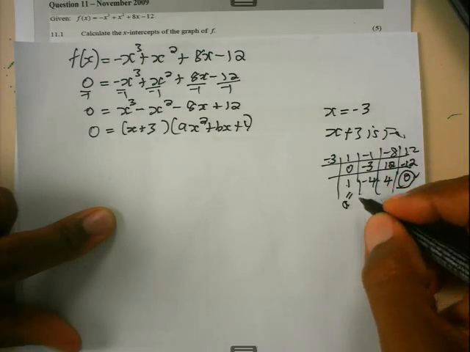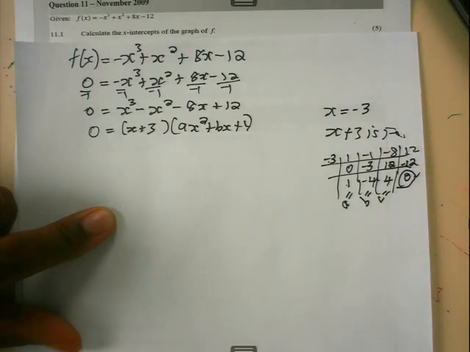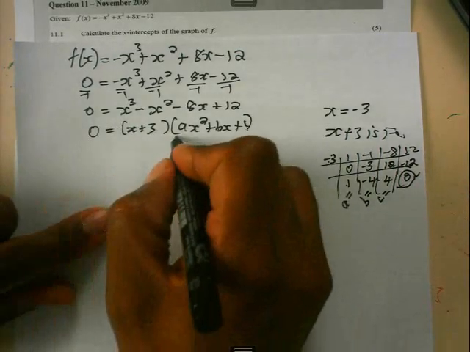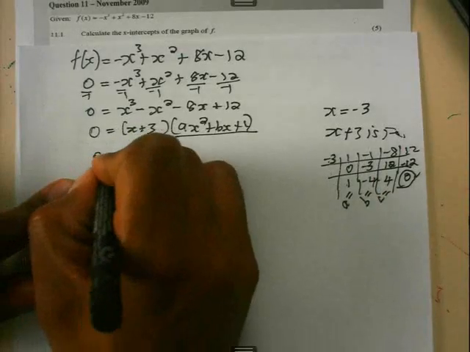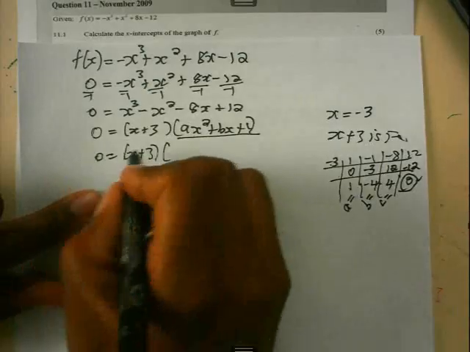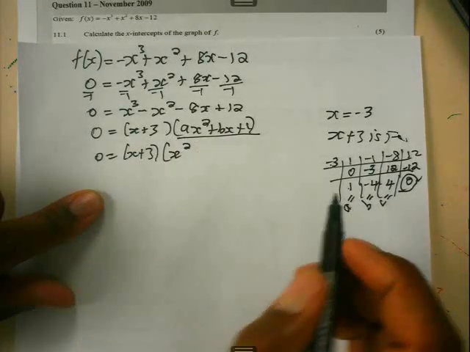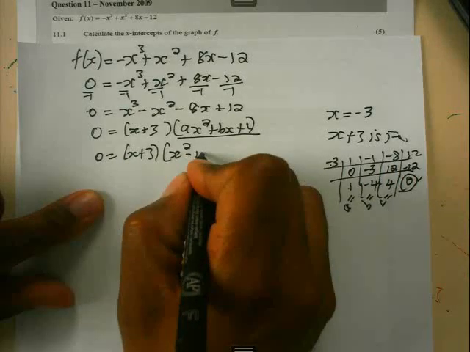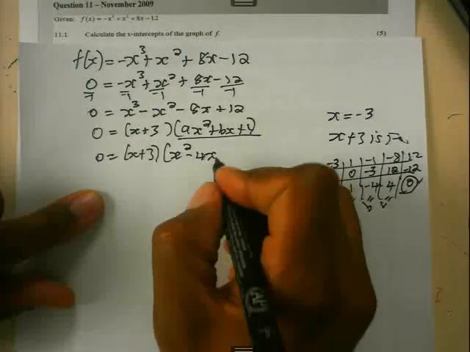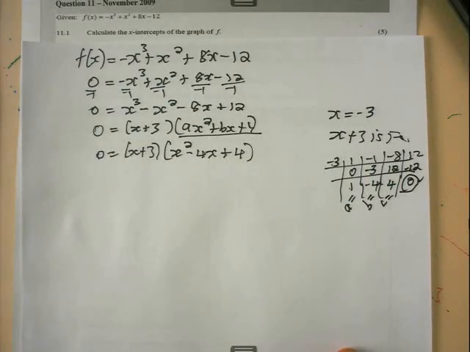Therefore, now I can say a is equal to 1, b is equal to minus 4, and therefore c is 4. Right, from here I can say 0 is equal to x plus 3, and these brackets here will be x squared, because the value of a is 1, minus 4x, because the value of b is minus 4, and a positive 4. Now I have the two factors: x plus 3 as well as x squared minus 4x plus 4.